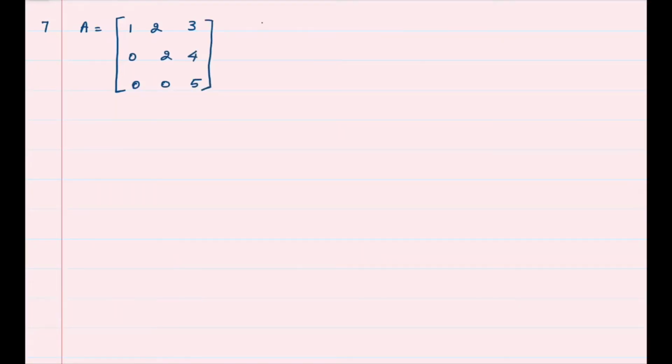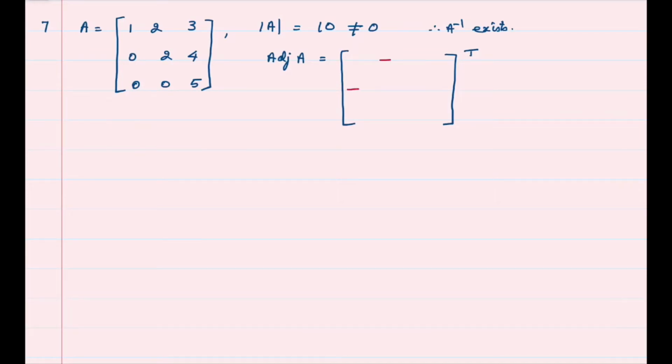We will first find the determinant value of A. We will expand along the first column: 1 into 10 minus 0, which is 10. Other two elements are zeros. So this is not equal to 0. Therefore, A inverse exists. We will write adjoint of A, which is the transpose of the cofactors.